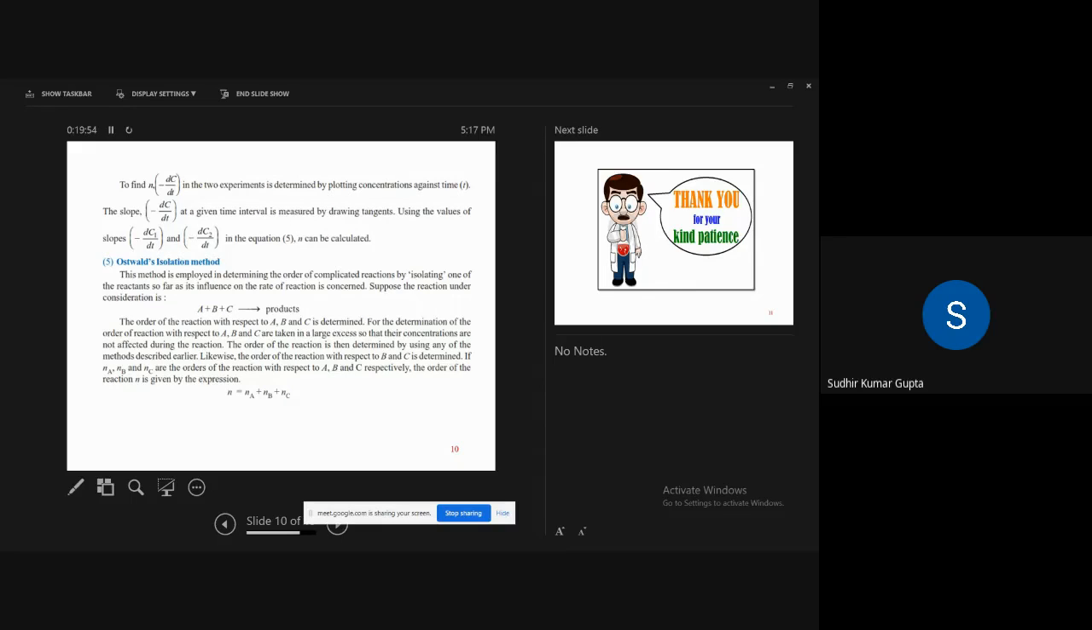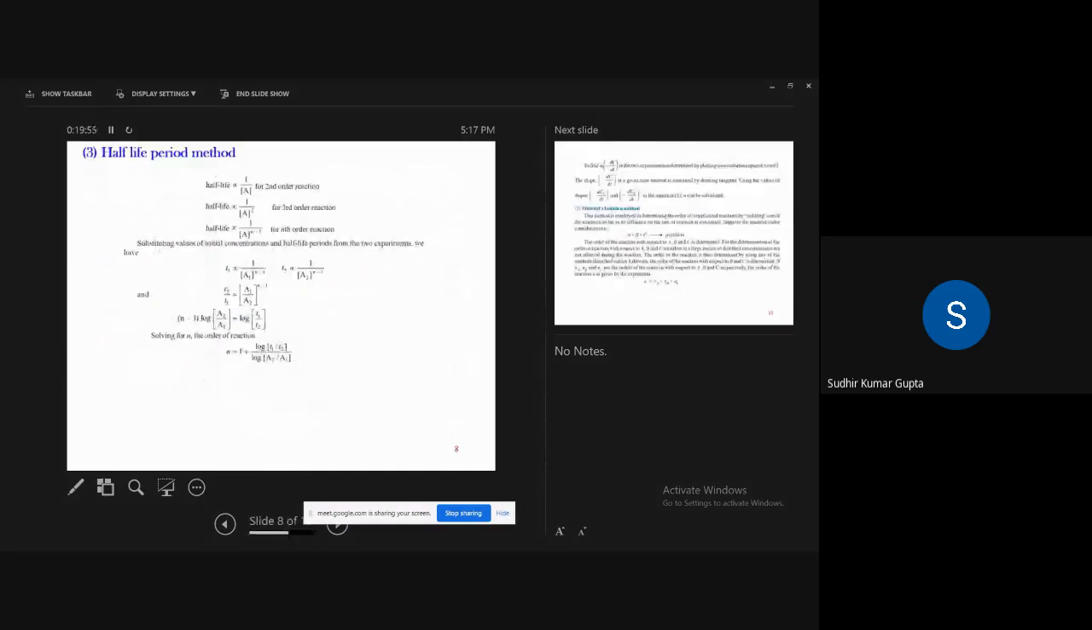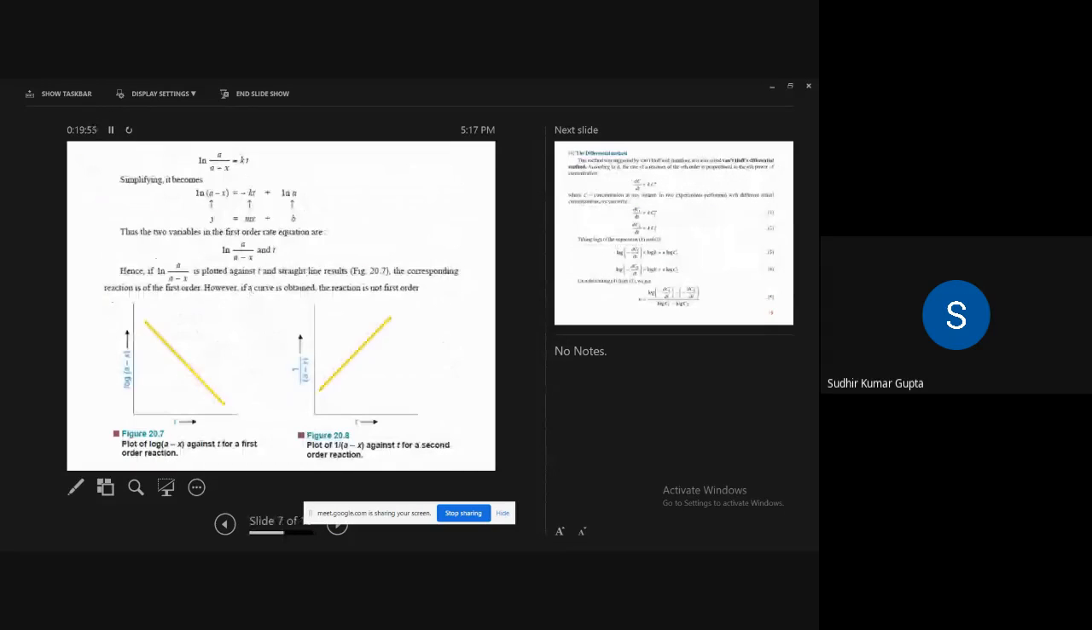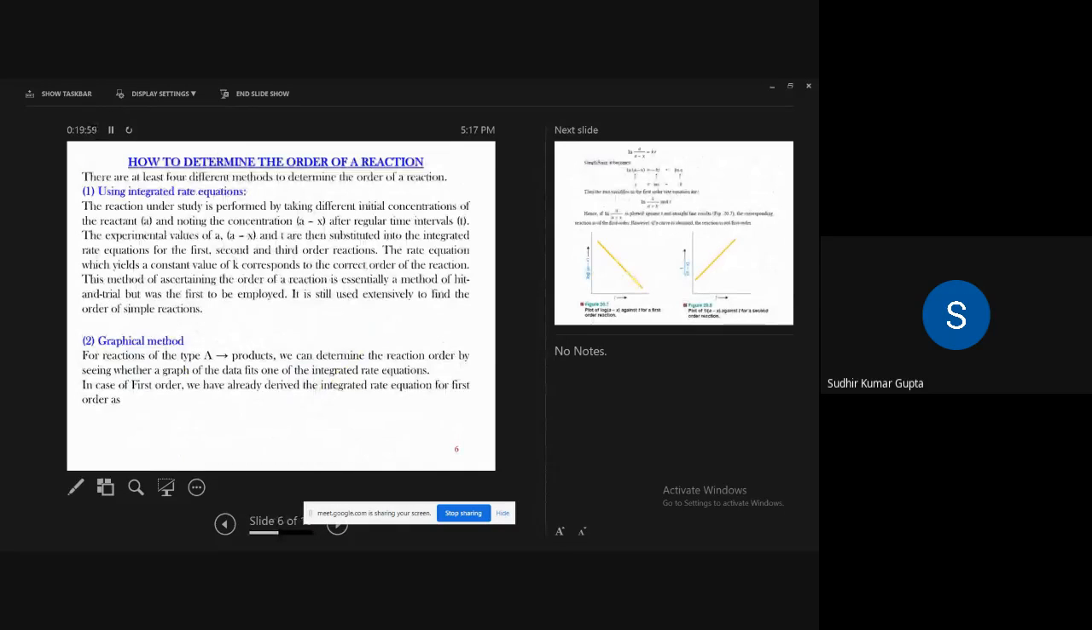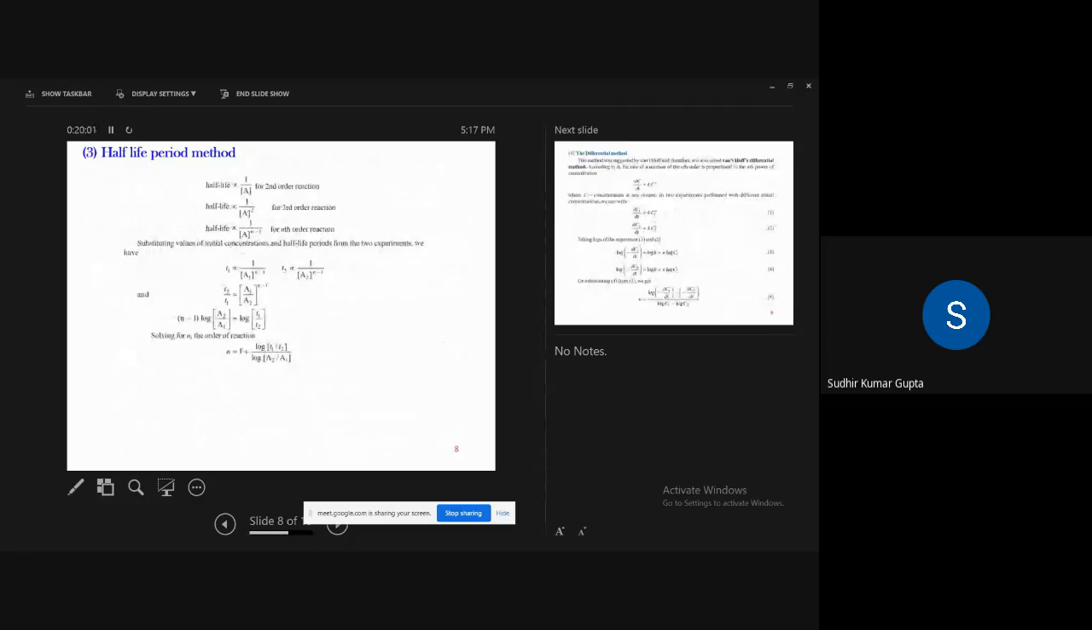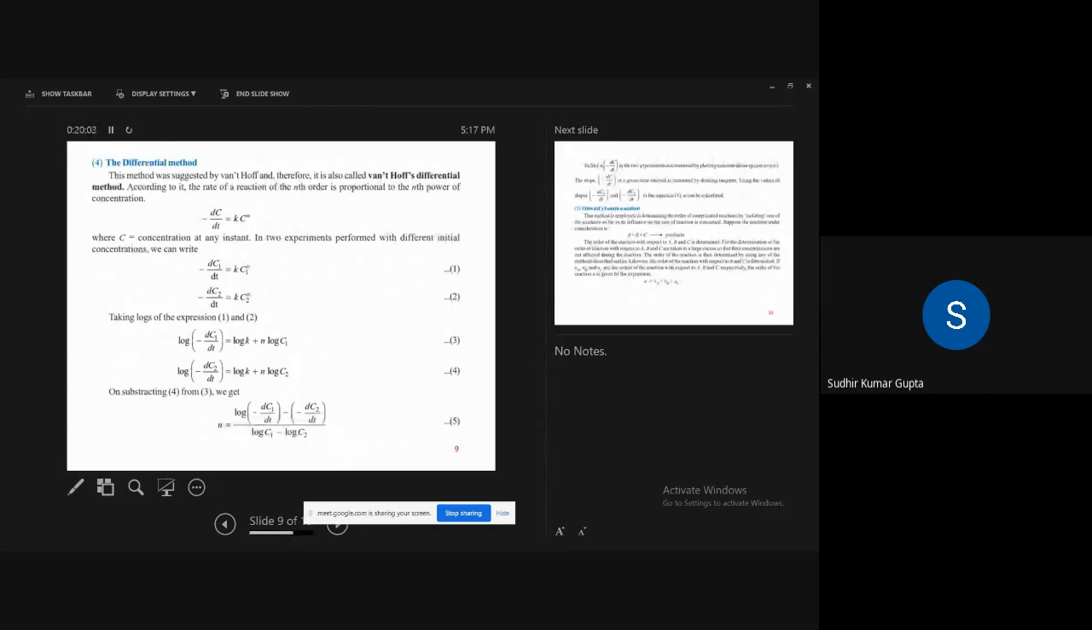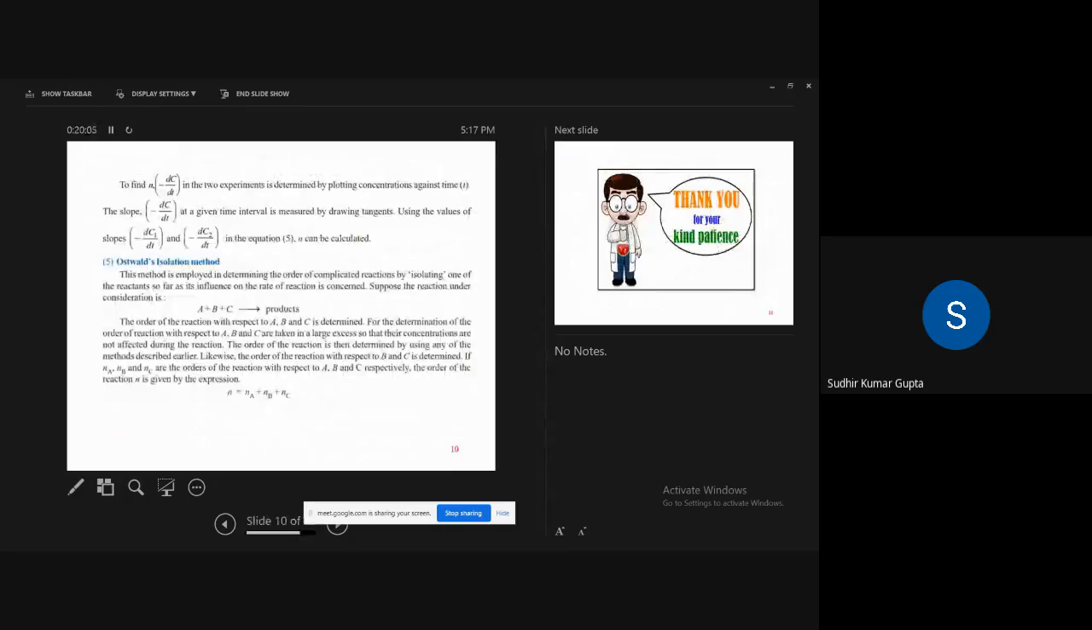So these are the five methods to determine the order of reaction: the integrated equation method, graphical method, half-life period method, differential method, and Ostwald isolation method.